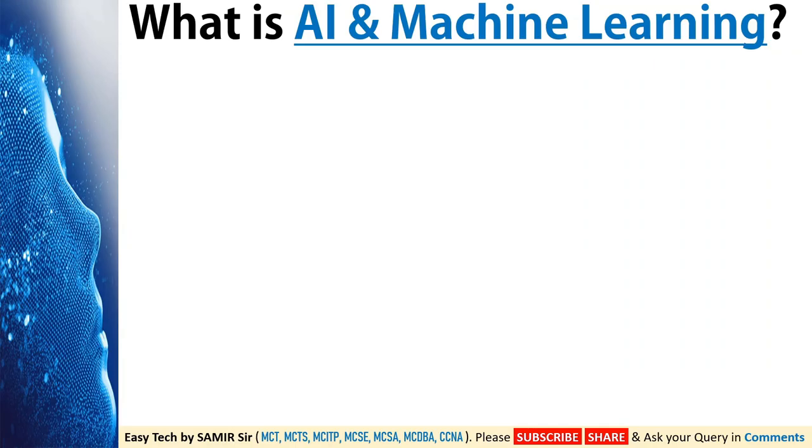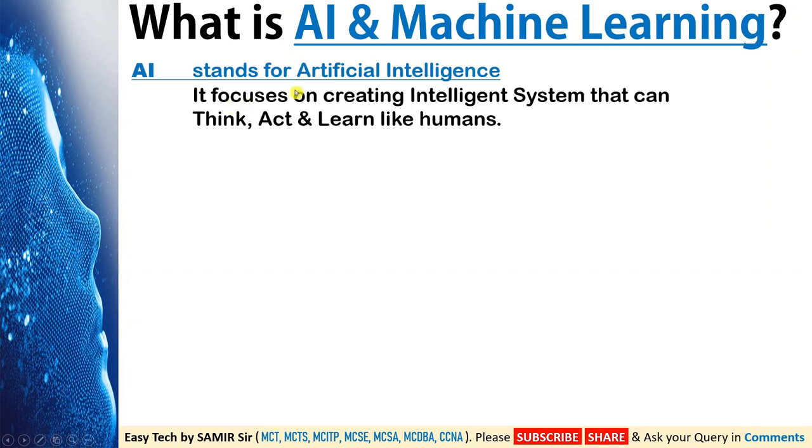Let's continue. Now, the main question asked by everybody is: what is AI and machine learning? AI stands for artificial intelligence. Artificial intelligence focuses on creating intelligent systems which can think, act and learn like humans.